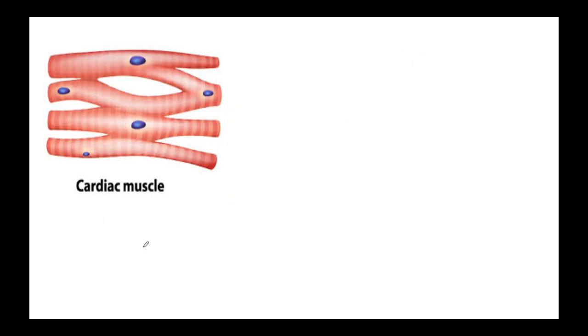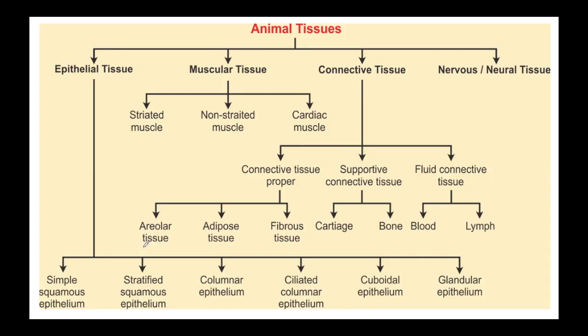So this was all about types of epithelial tissue and muscular tissues. In my next video, I'll cover connective tissues and nervous tissues.